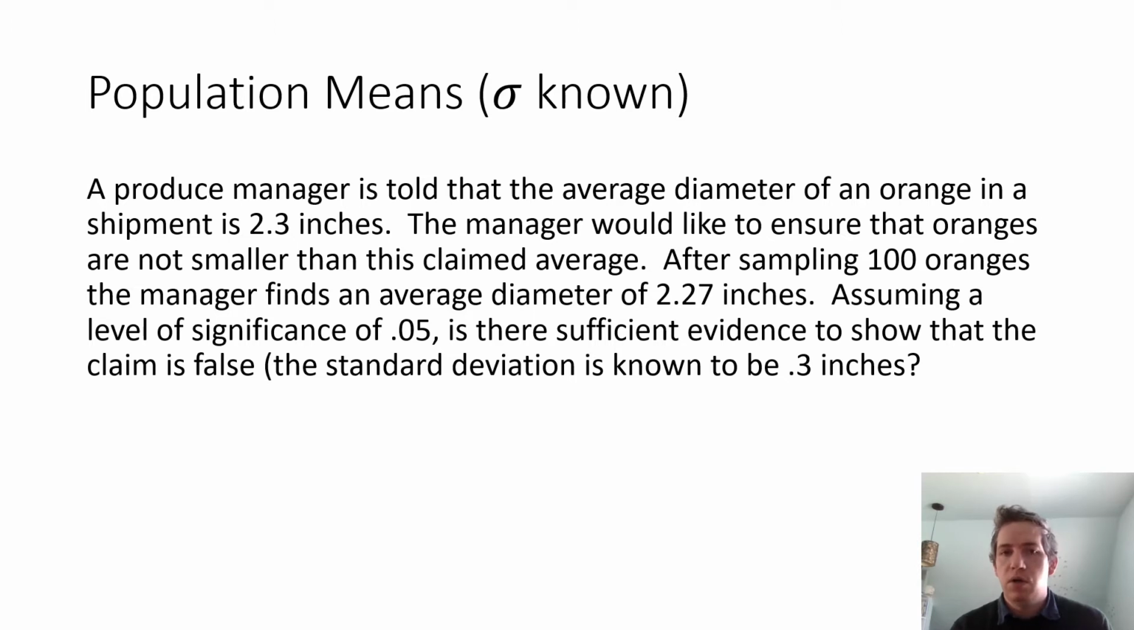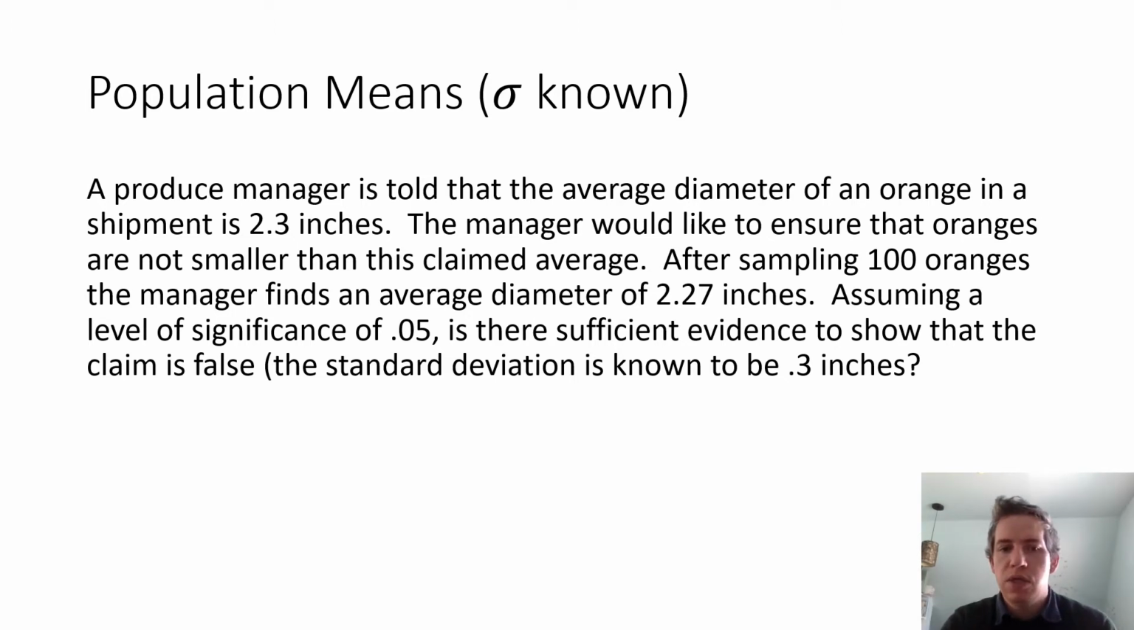So after sampling 100 oranges, he finds that the average is 2.27 inches. Assuming a level of significance of 0.05, and we'll talk about level of significance in just a second, we want to know if there's sufficient evidence to show that the claim is false, the claim being that the shipment of oranges is at least 2.3 inches. And the standard deviation is known to be 0.3 inches.